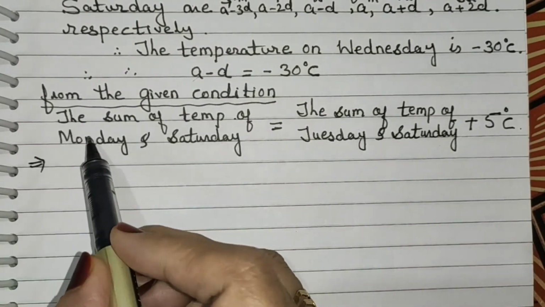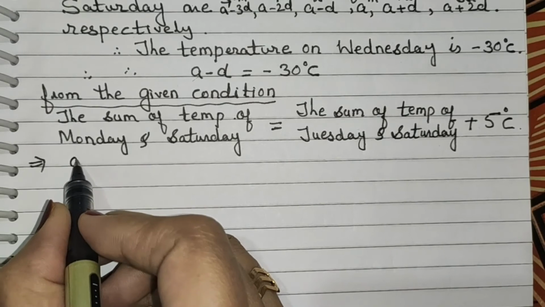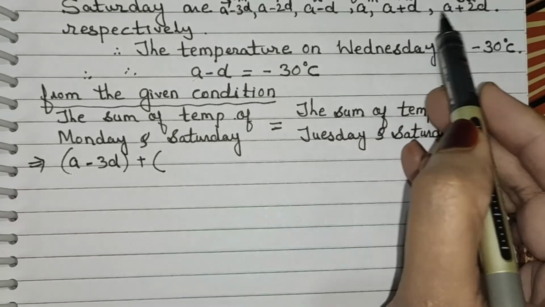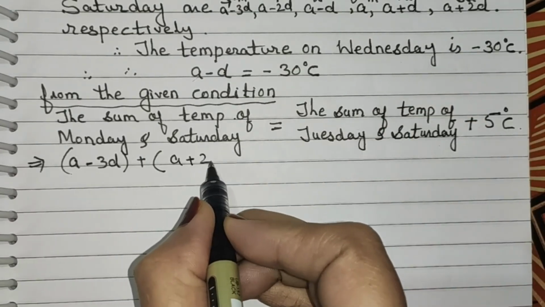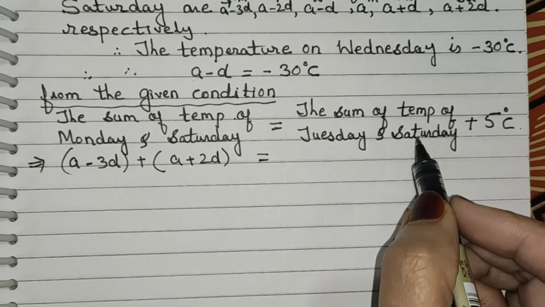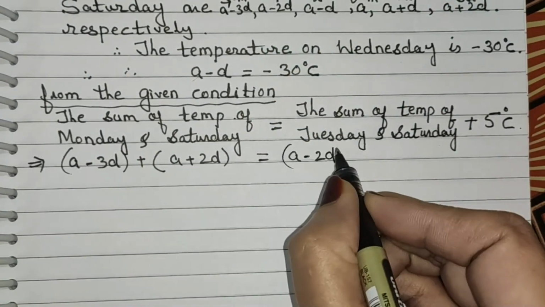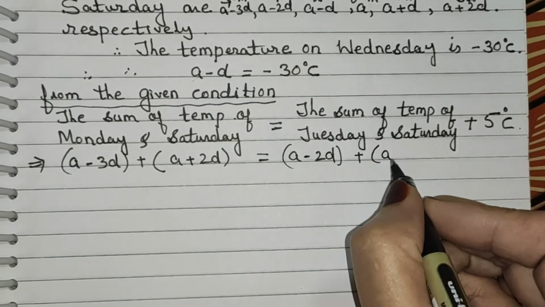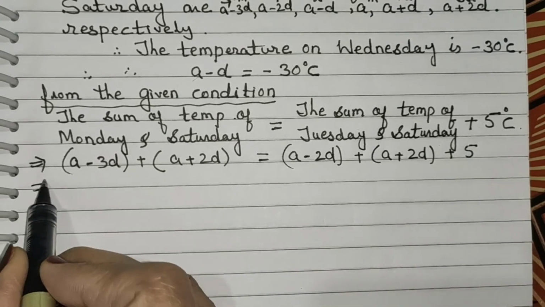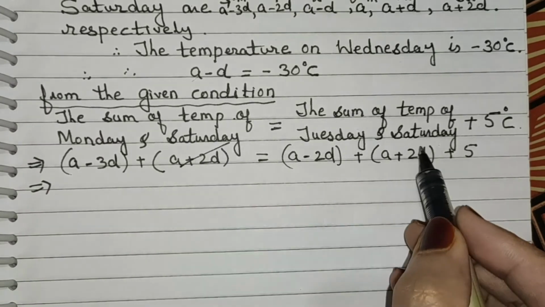Now substituting the values, temperature of Monday and Saturday. Now the temperature on Monday is a minus 3d, plus the temperature on Saturday, a plus 2d, is equal to the sum of temperature of Tuesday and Saturday. Now Tuesday, a minus 2d, plus Saturday, Saturday is a plus 2d, and plus 5. Now look at here, left hand side and right hand side same terms cancelled.